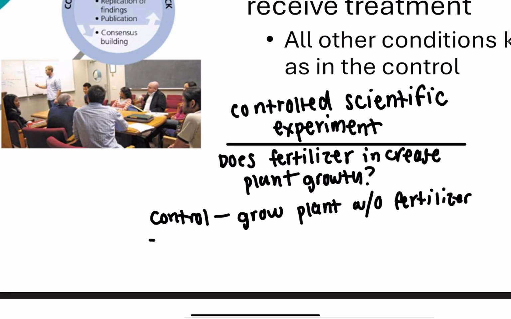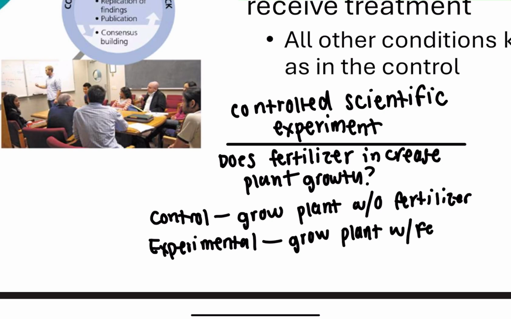For our experimental group, what we're going to do is grow that same exact plant in the same exact conditions, except we add fertilizer. And then we are going to measure its growth. So if the experimental group, the one that has fertilizer, shows significantly taller plants, or let's say more leaf growth in comparison to the control group, then that data is going to support our hypothesis.